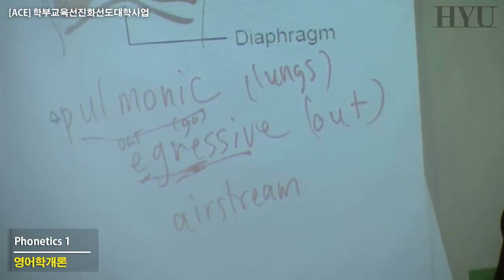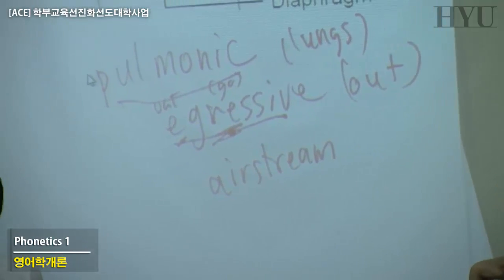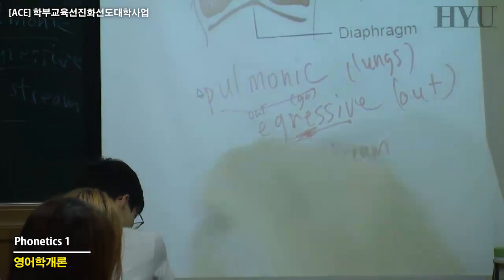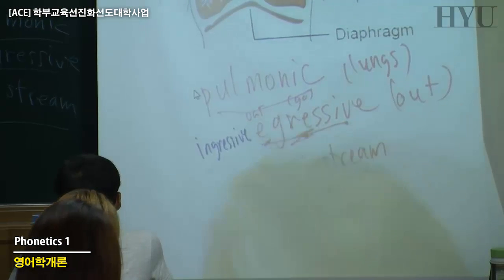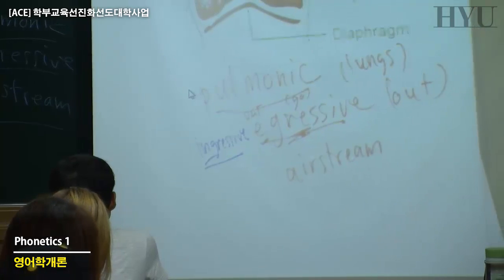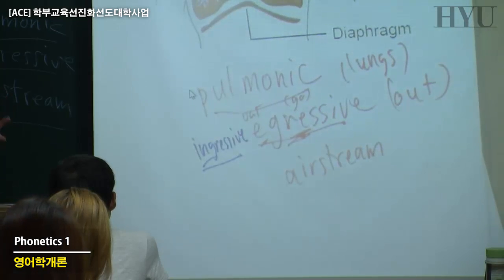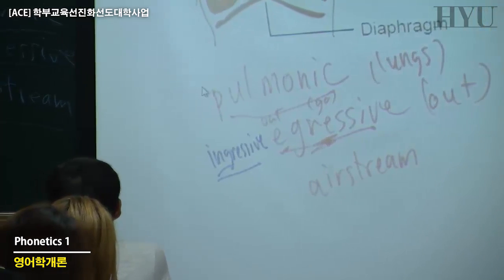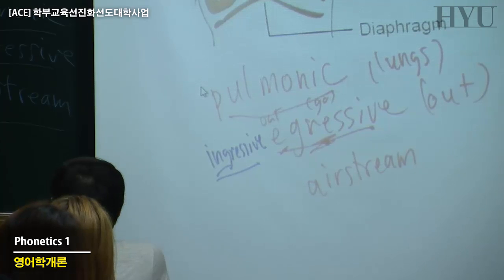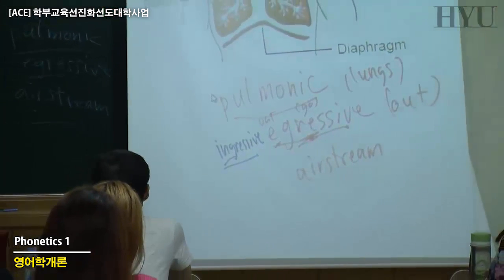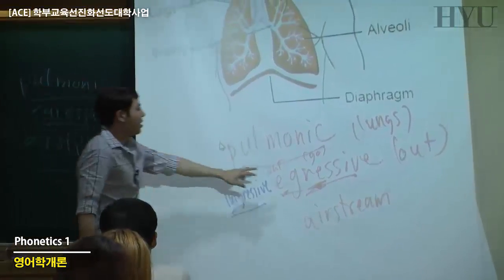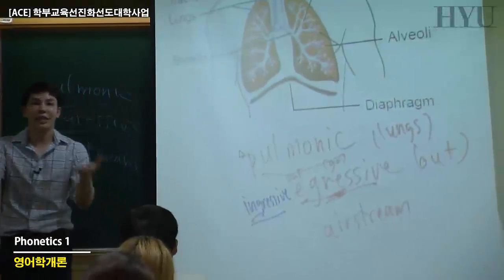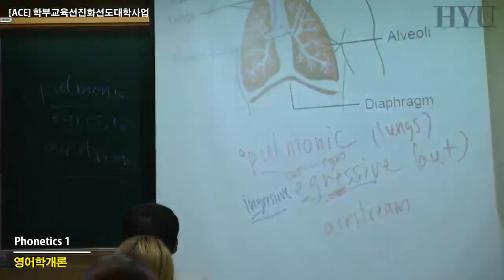But in other languages, they use other sources of air. They could do what they call ingressive air stream. Ingressive. This is in other languages, okay? Ingressive, in meaning going in, right? So in other languages, they can suck the air in order to make sounds, like that. So you suck the air in, right? Like that. But not in English. So in English, we only use the egressive air stream, the air coming out of the lung. But in other languages, they use the ingressive. They suck in the air. Okay?